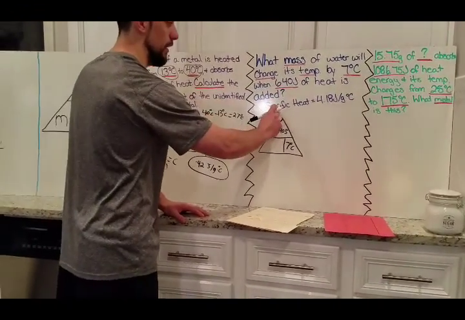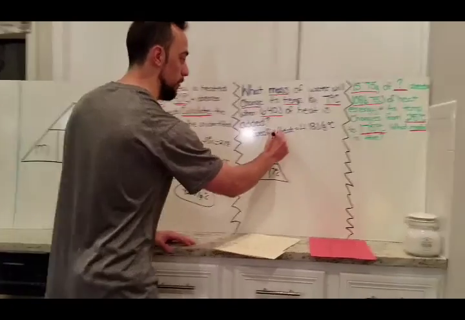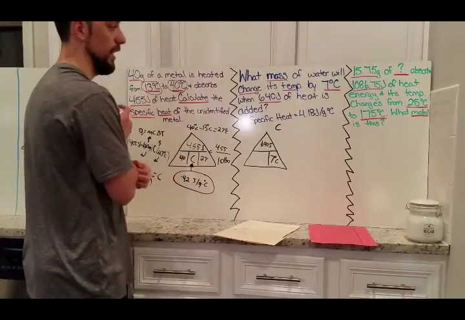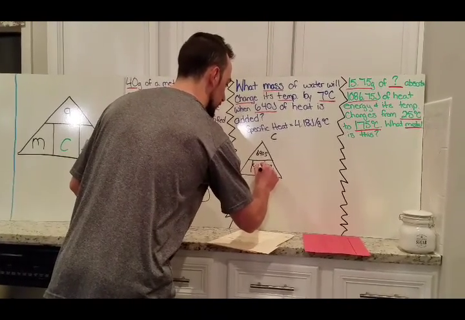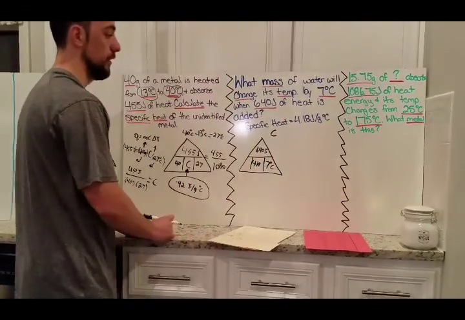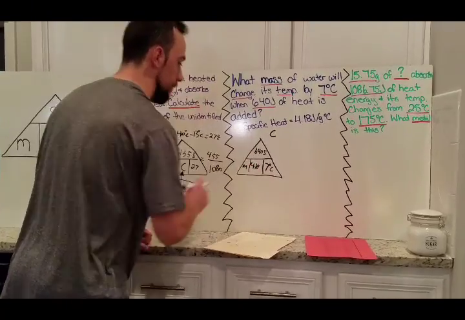Then, the only other thing we have says specific heat, which we know is C, is going to be that number. So I'm going to go ahead and fill that in. 4.18 is the number I'm going to use. And we don't have M. That's what we're solving for.